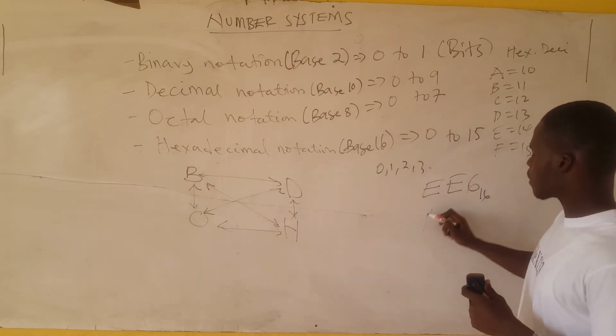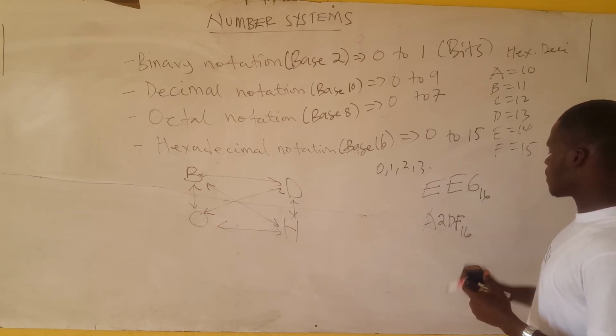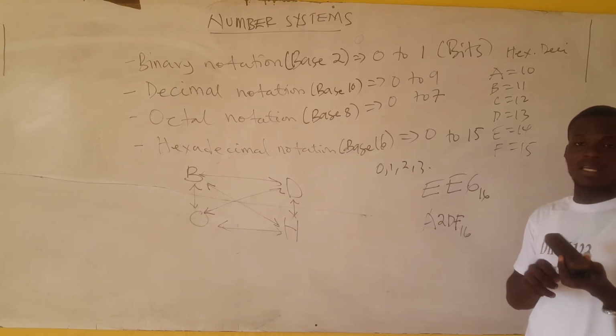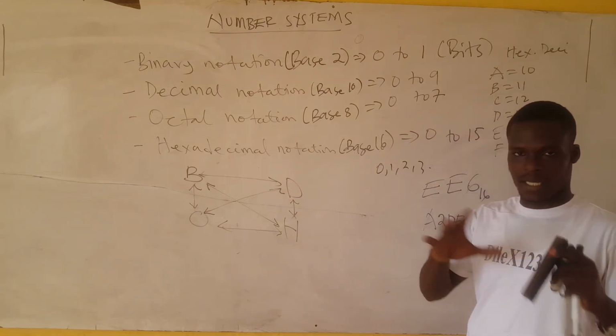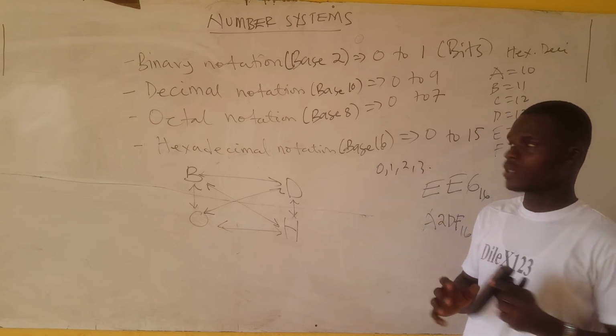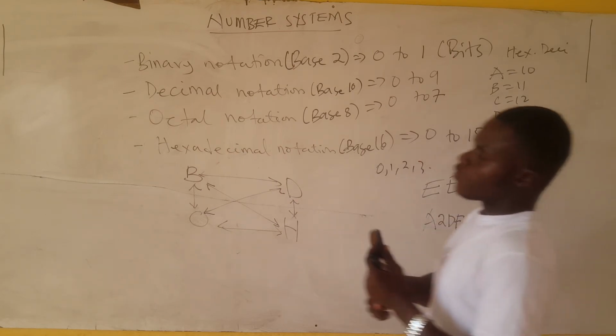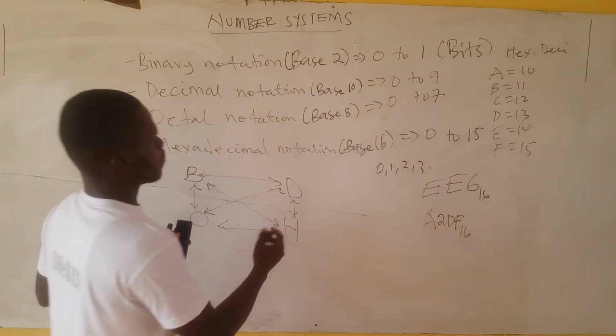Okay? Another example we can take, I think we solved some examples. We have a number like maybe A2DF base 16. This is also another number in hexadecimal. So whenever you have any number at all and you see alphabets in the number, that number is hexadecimal. There are no two ways about it. Okay? Good.